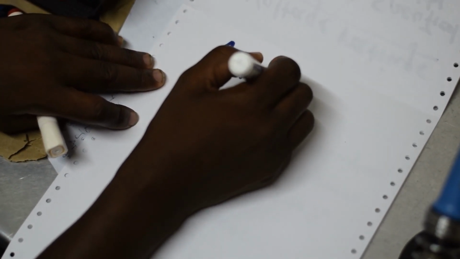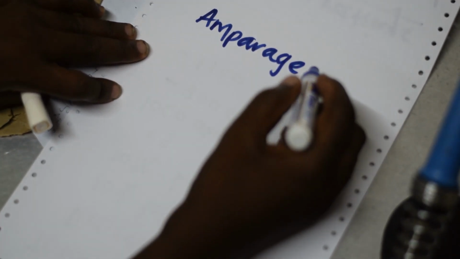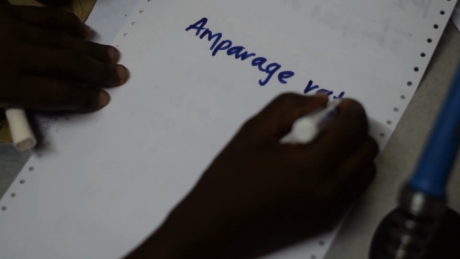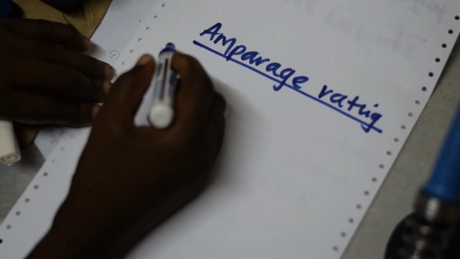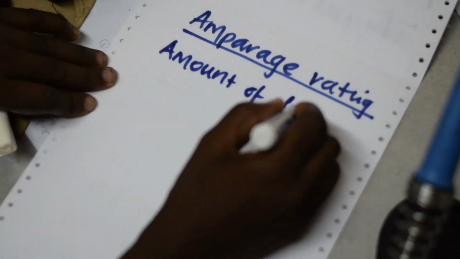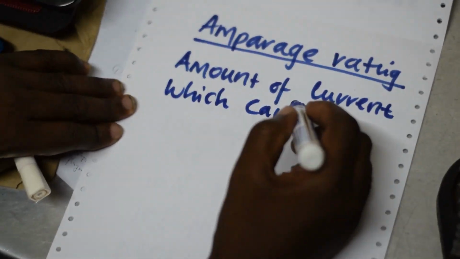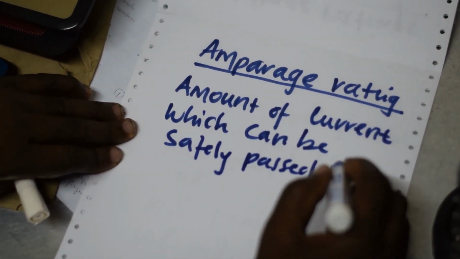The next term that we ought to know and discuss is the amperage rating. Where quoted, though it's not quoted for some components, it is the amount of current which can be safely passed through a component and is usually stated in amps or milliamps.